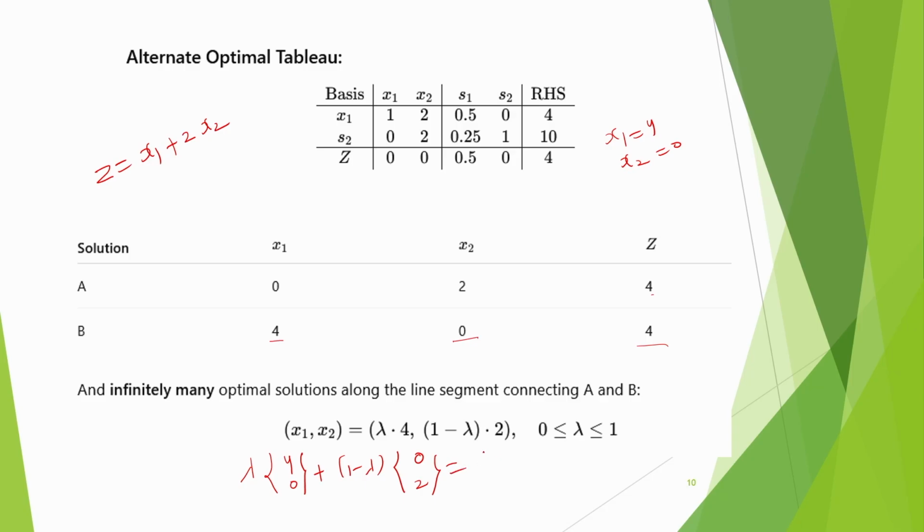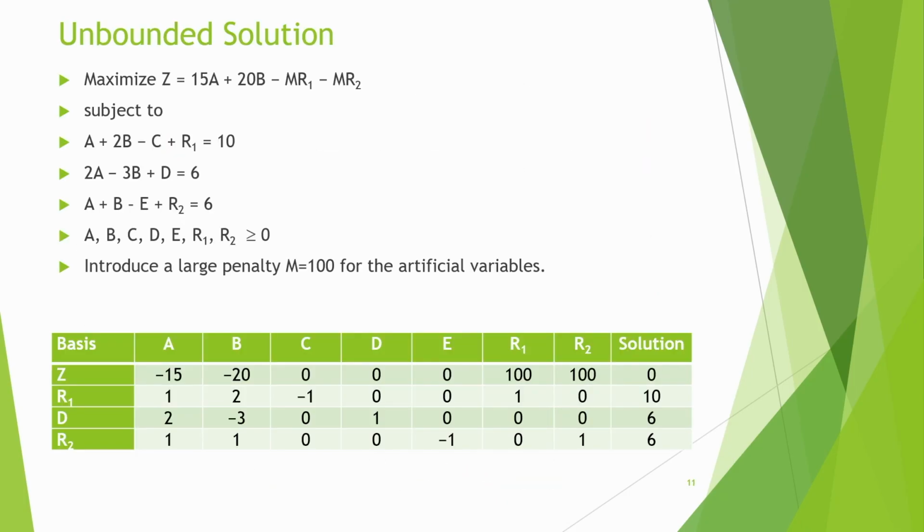So therefore what happens is that this becomes 4 lambda and this becomes 2(1 minus lambda). And lambda is between 0 and 1, so you can get infinite solutions here. Let us take one case of unbounded solution.